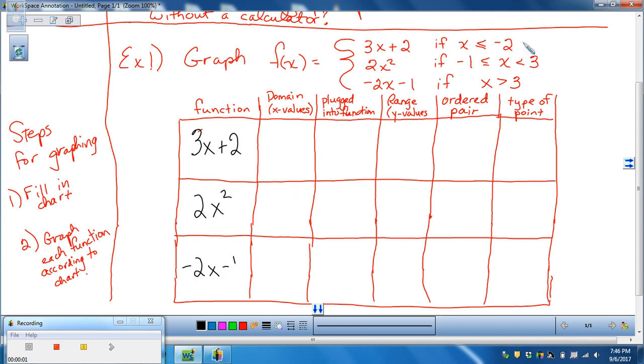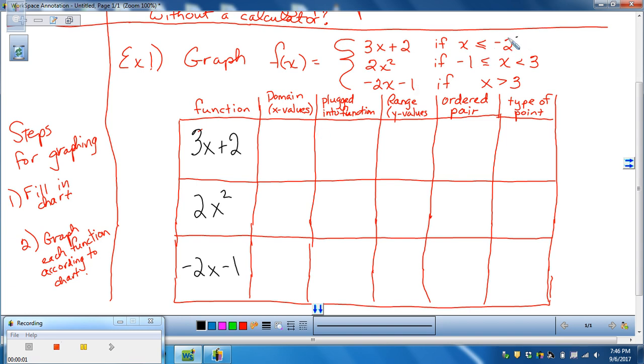Next thing I'm going to do is look at my domain. The domain is represented by the statement if x is, and then some relationship to a number. So in the first one, our relationship is if x is less than or equal to negative 2. Now when I'm picking my domain values, I want at least 3, and for the first one I want to pick numbers that are less than or equal to negative 2.